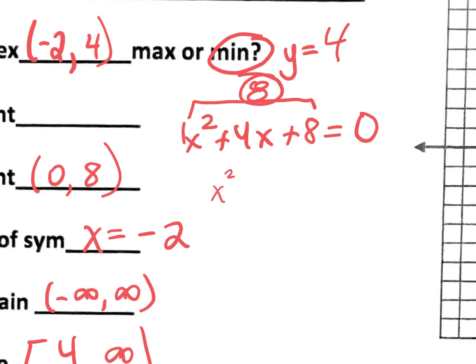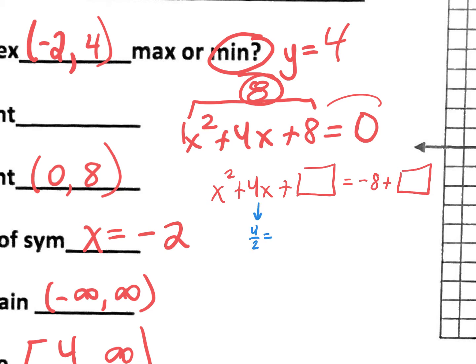I have x squared plus 4x plus that box, right? If I move 8 over, it becomes what? Negative 8, and then I have to put the other box, correct? Okay. So I take my b term, which is 4, and I say 4 divided by 2 gives me what? 2. So my parenthesis here is x plus 2 squared. And then what goes in the box? 2 squared, which is? And what you do to one side, you do where? To the other. And then I have negative 8 plus 4 is negative 4.